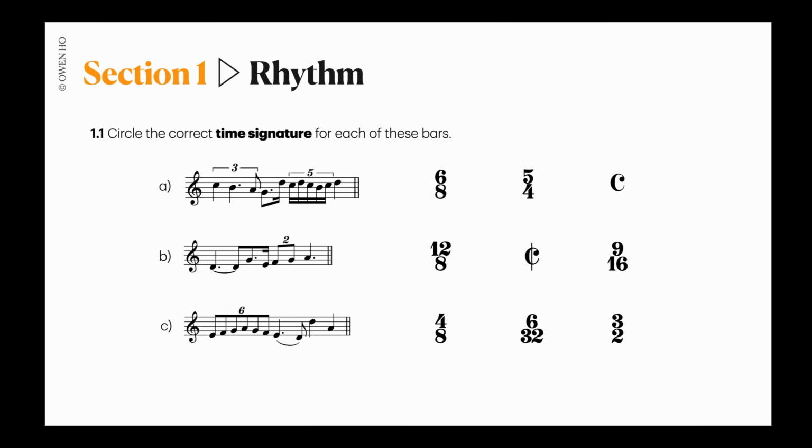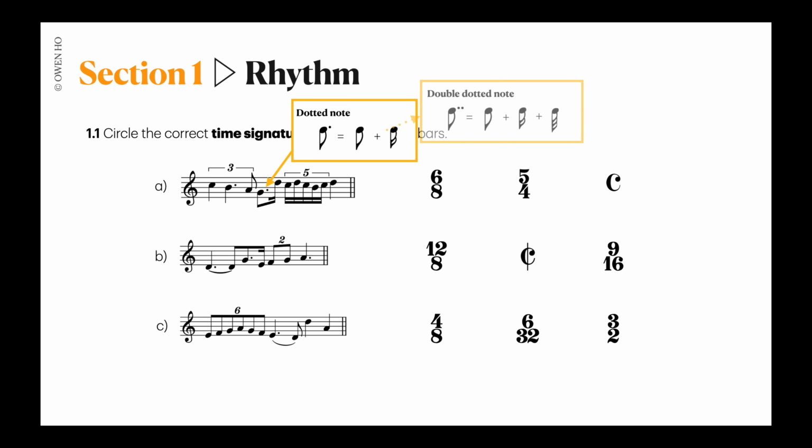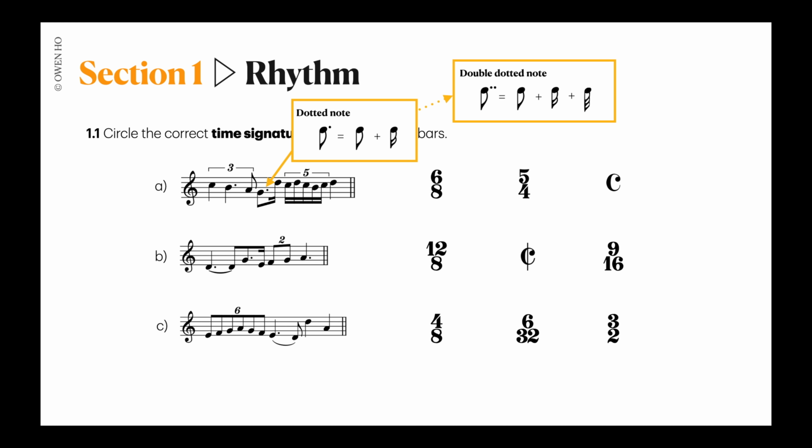Now let's come back to the questions. Before we can do these questions, we still need to learn a few more concepts. A dotted note means it's adding half of itself. For example, a dotted quaver in this case is equal to a quaver plus a semiquaver long in total. We also have double dotted notes, and the same logic goes. It's only that we add yet another half of itself. So, for example, a double dotted quaver in this case will be equal to a quaver plus a semiquaver plus a demi-semiquaver in total.